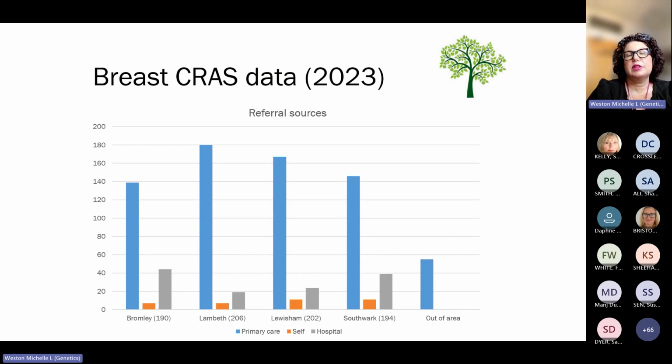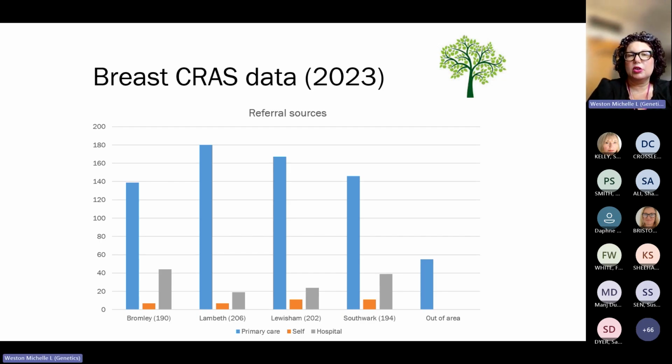Now, this just gives an idea of the total number of CRAS referrals that we received in 2023. So it was 847. Primarily, these came from primary care. And so when I spoke about the figure earlier, the majority of those patients were seen by us and didn't require a referral on to genetics. And then we have some from other units.